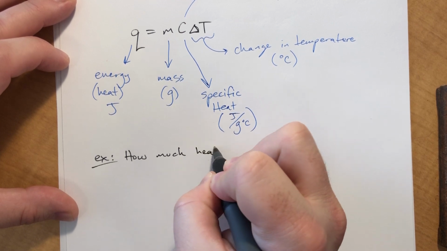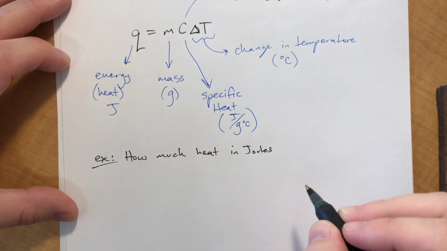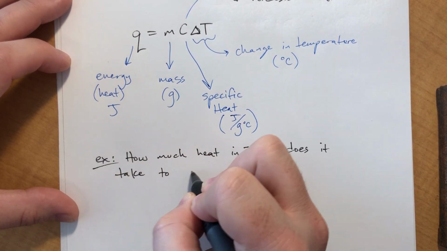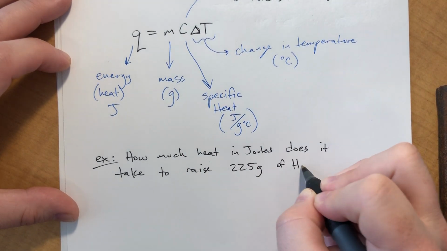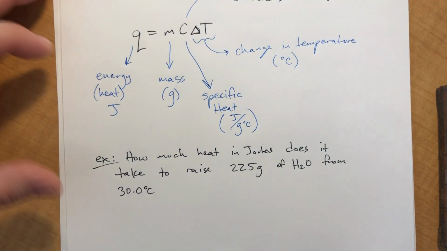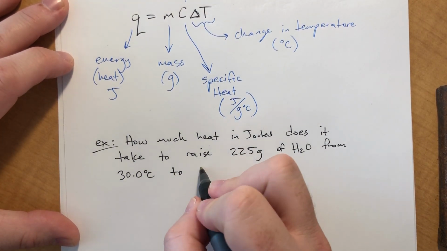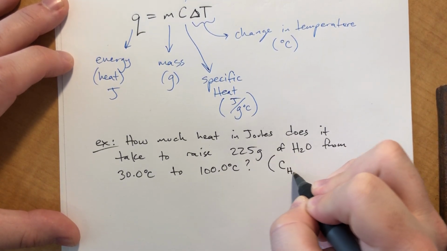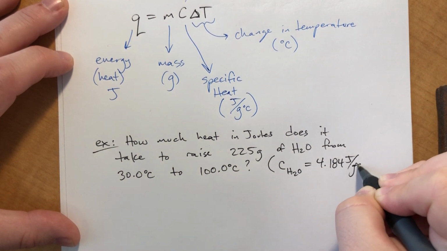So how much heat, in joules, J is joules, does it take to raise 225 grams of water from 30.0 degrees Celsius, which is a little over body temperature, to 100. Say we're boiling it. The specific heat of water is equal to 4.184 joules per gram degrees Celsius.